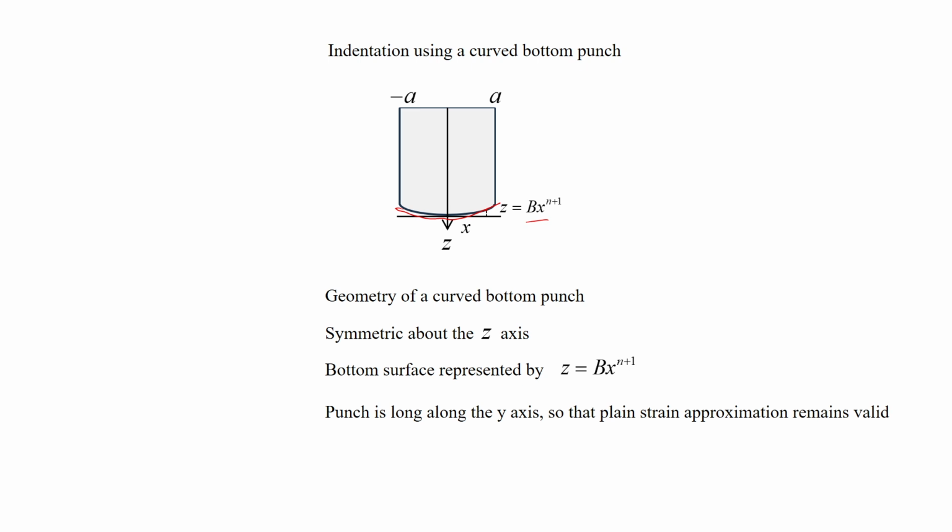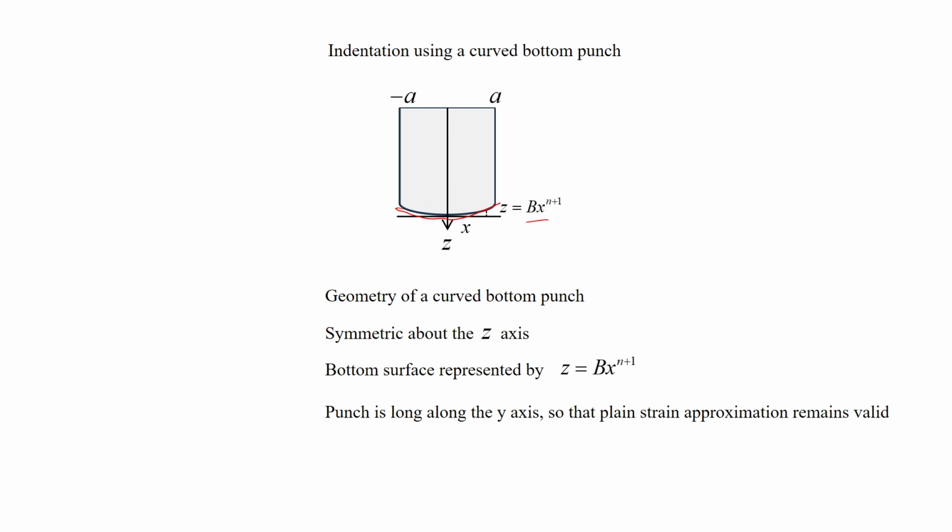n can also be an even number, so that n plus 1 is an odd number, and then this particular punch does not look symmetric, it is asymmetric. But the simpler case will be the symmetric one. So let us first discuss that, and we will then touch upon what the case will be when the punch bottom is not symmetric like this.